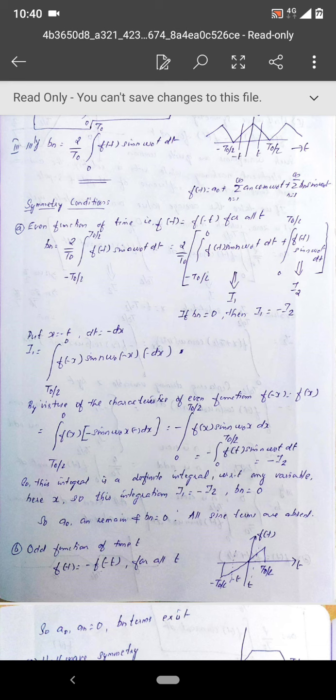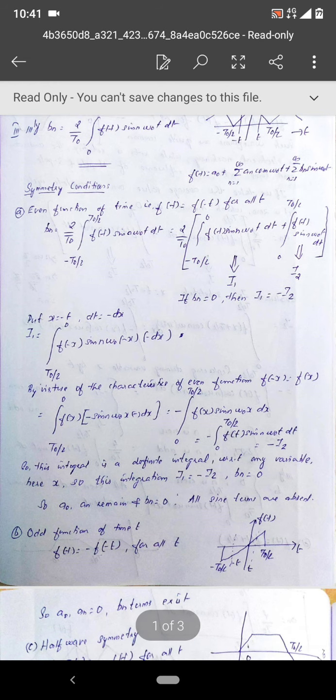So here I have taken the time period from minus T0 by 2 to T0 by 2 for convenience. So integrating from minus T0 by 2 to T0 by 2, f of t sine n omega naught t dt. Now I'm splitting the integration, taking 2 by T0 outside, and splitting the integration, one part is from minus T0 by 2 to 0.